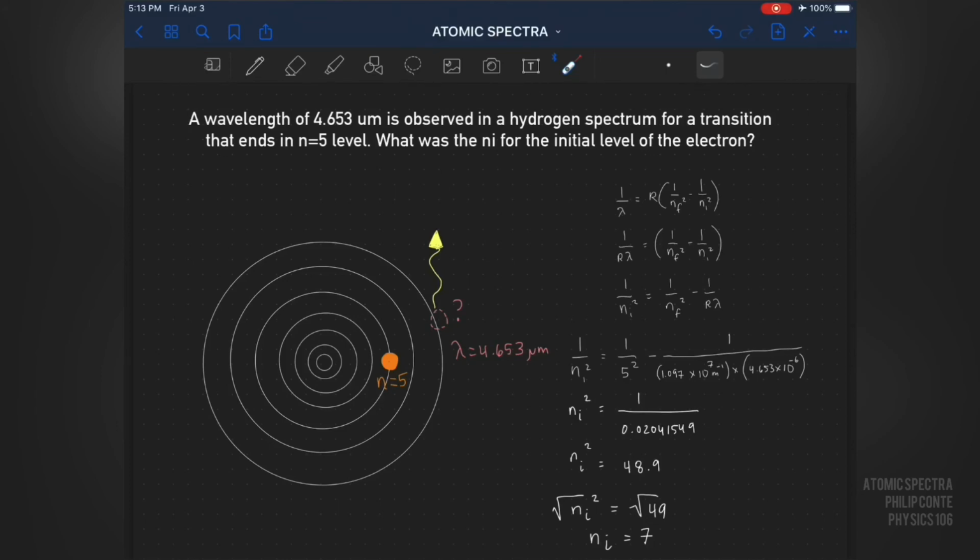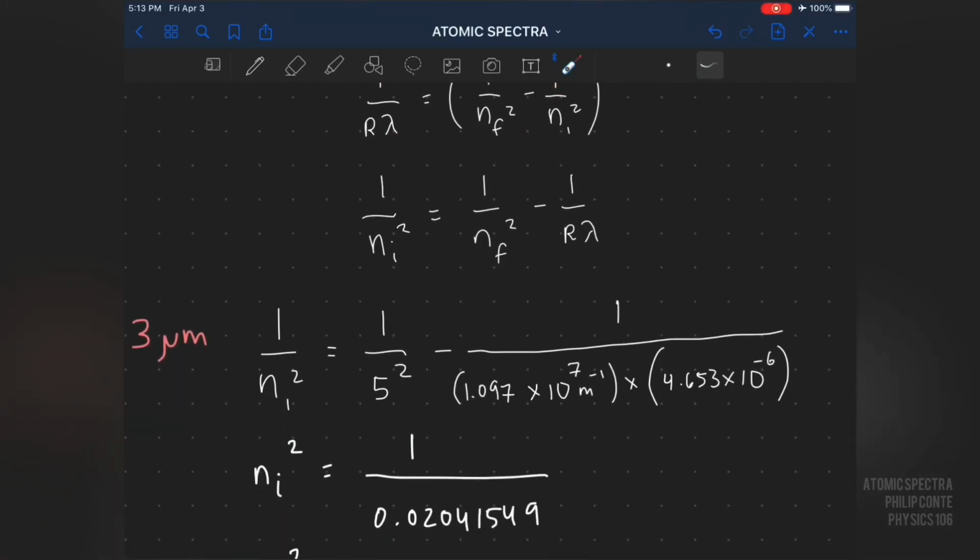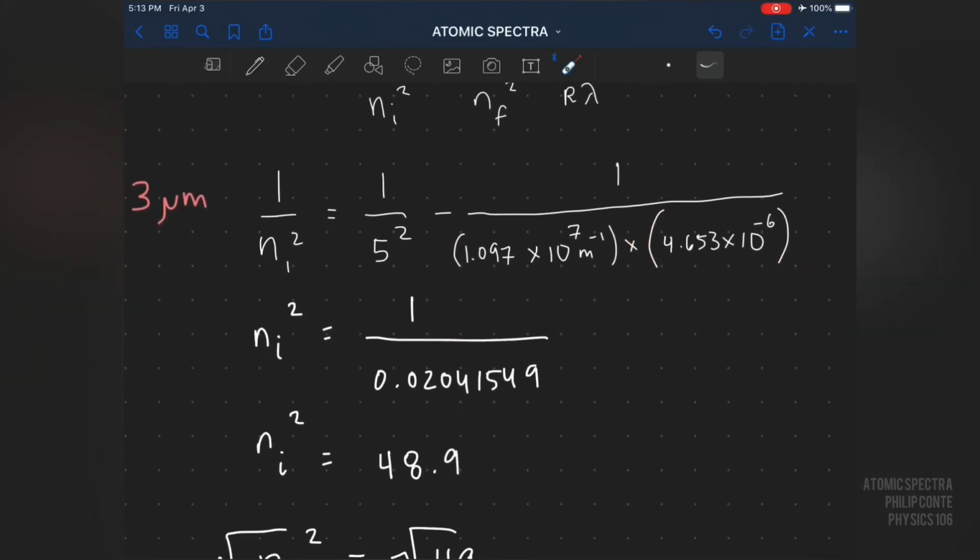So we're going to write out our equation, and we start with the one that we talked about earlier. And we will begin to arrange the equation since we are looking for n initial. So once we have isolated the n initial to one side, all we got to do is start to plug in the values that we know. In this case, we know lambda, and of course we know the Rydberg constant. We continue to go through the math, and we end up with the answer of 7.